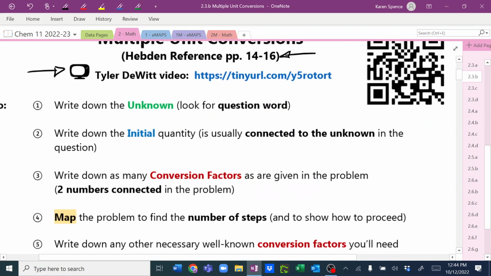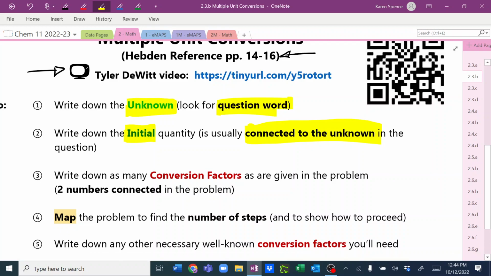Just like with the single conversions, you are going to write down your unknown. So you're going to look for the question word. You're going to look for your initial quantity. Now, the initial quantity is always connected to the unknown in the sentence. So you're going to look for connecting words that says, how many inches is 10 feet? See how the 10 feet is connected to the how many inches? So those two things are connected together.